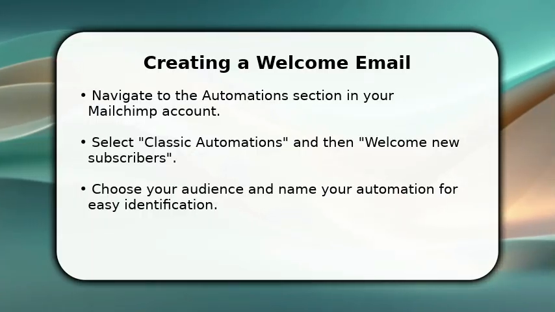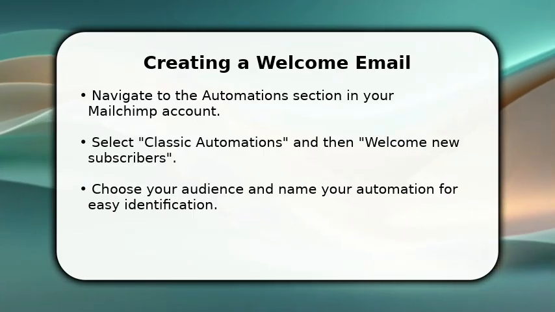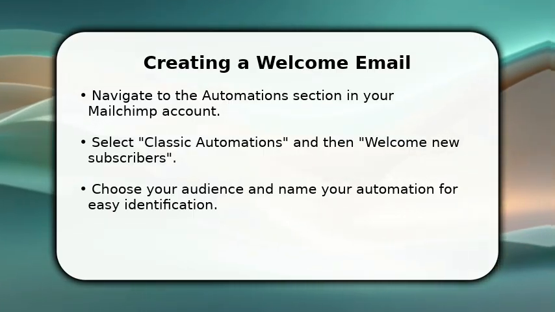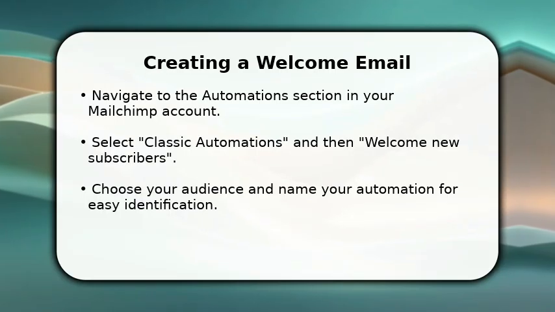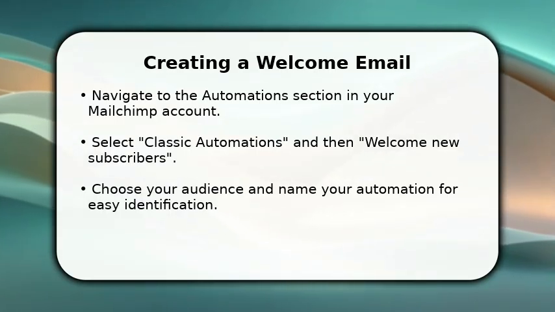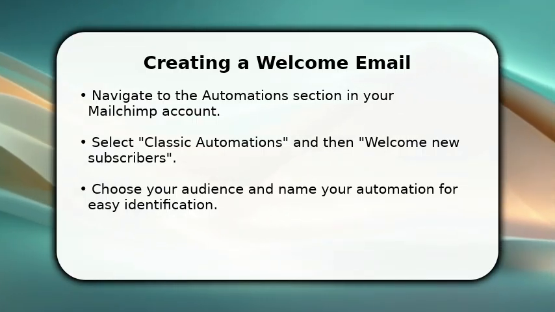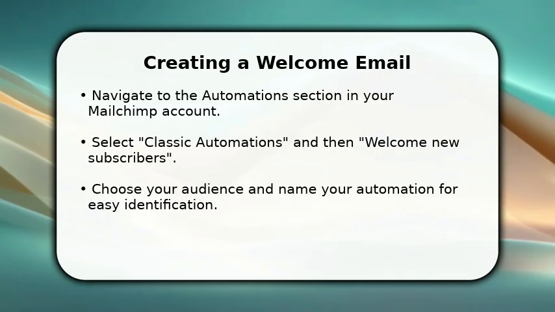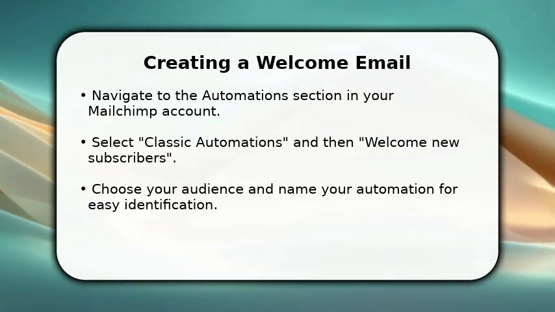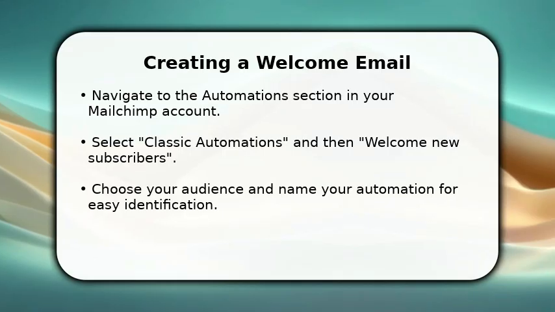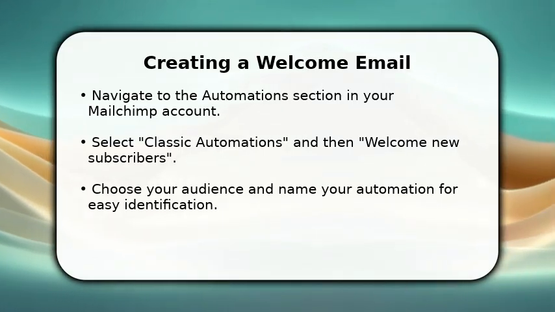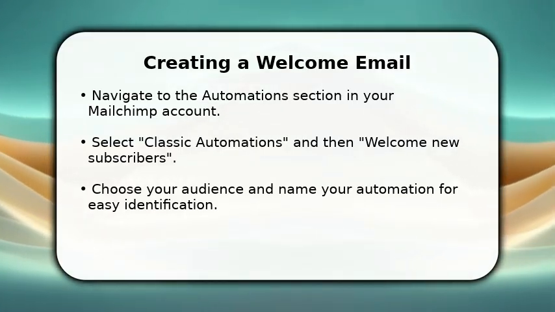In this video, I will explain how to create a welcome email in Mailchimp. First, log into your Mailchimp account and find the Automations section. From there, you'll select Classic Automations and then Welcome New Subscribers. This is your starting point for building a warm introduction for new contacts. Remember to pick the correct audience and give your automation a clear, descriptive name.